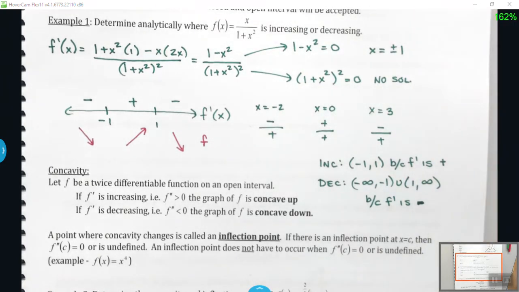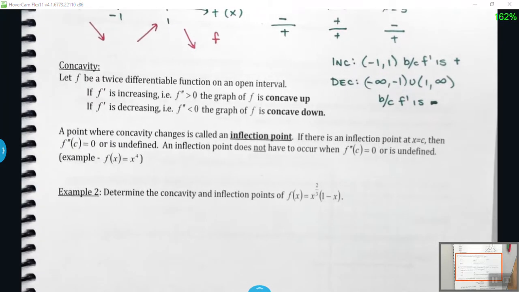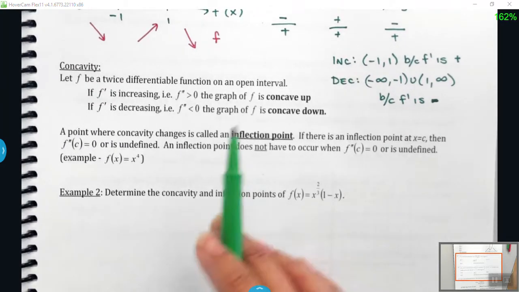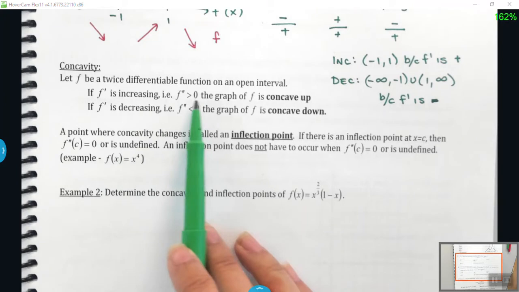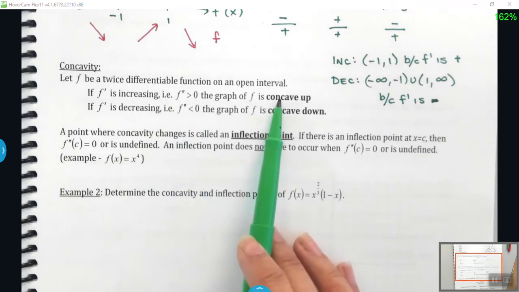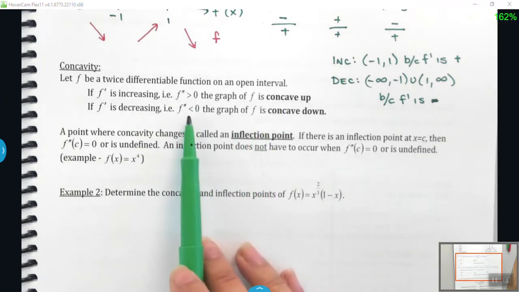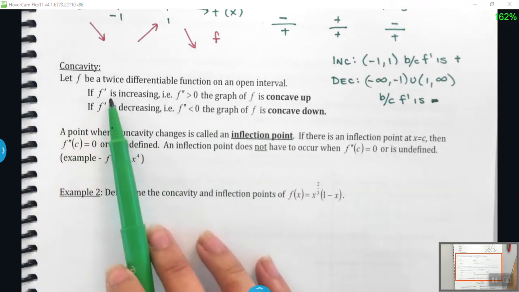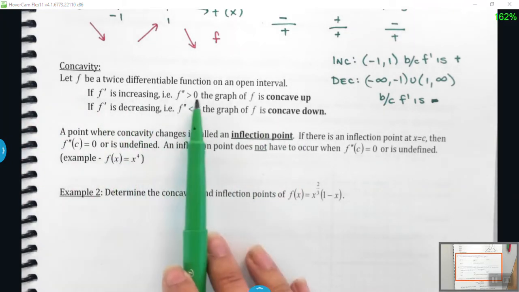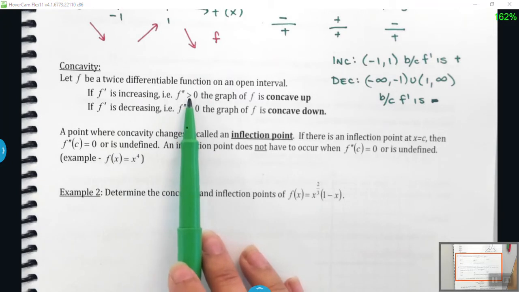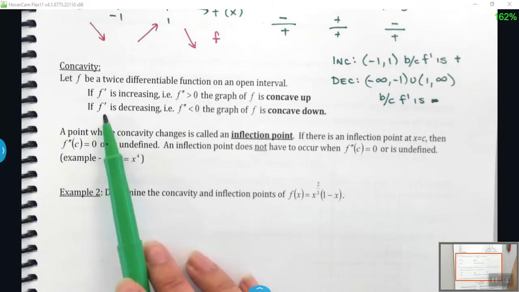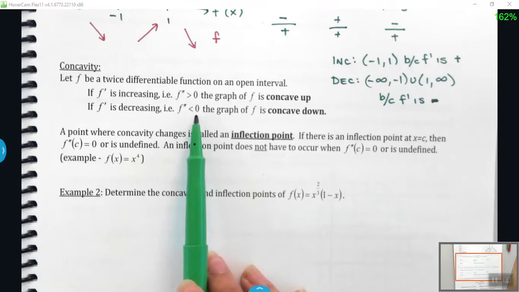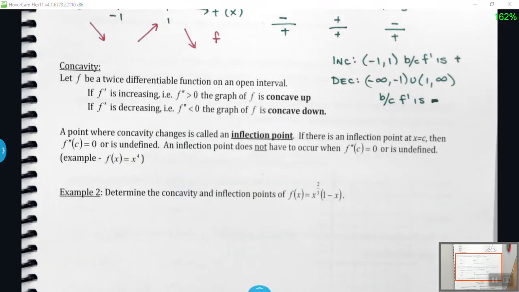Okay, cool. Now let's talk about concavity. Now concavity is if the second derivative is positive, the graph is concave up, and if the second derivative is negative, the graph is concave down. Also, if the first derivative is increasing, then the second derivative is positive and the graph is concave up. First derivative decreasing, second derivative is negative, the graph is concave down. So there's a link between all 3.